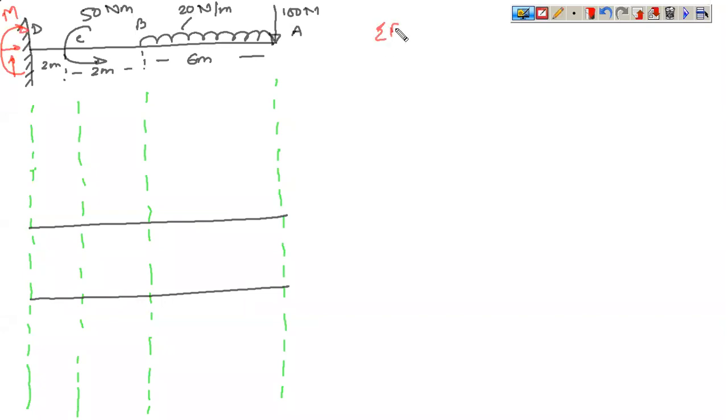One is this, and let us assume that this is M, the direction of movement. If you write sigma Fx equal to 0, you have Rd dash equal to 0. If you write sigma Fy equal to 0, you have 20 into 6 plus 100 is equal to Rd. So this is equal to 320 Newton.